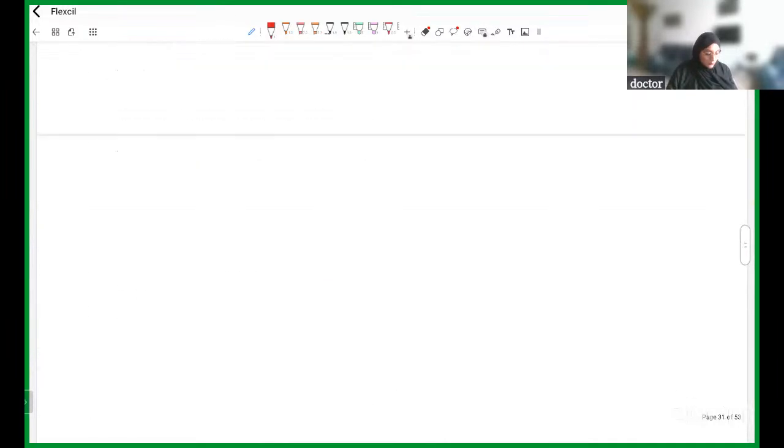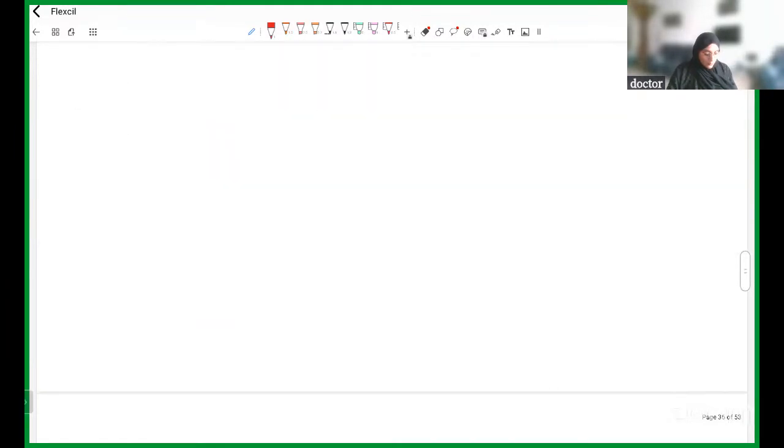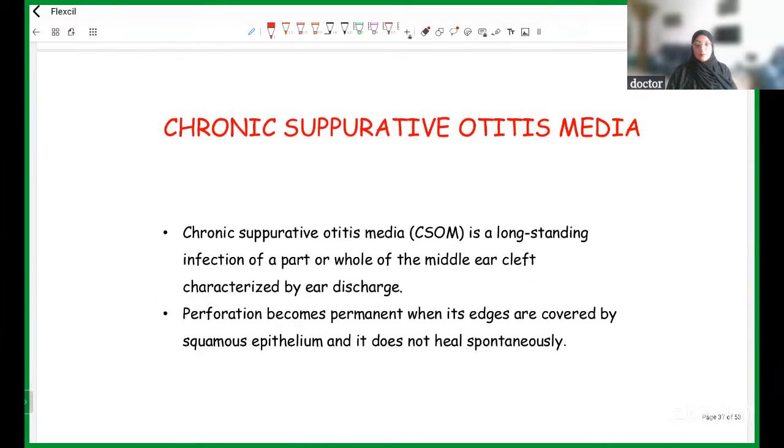Now, coming to the topic of chronic suppurative otitis media. Chronic suppurative otitis media is a long-standing infection of a part or whole of the middle ear cleft. And it is usually characterized by ear discharge. The patient will come to the clinic with an ear discharge and permanent perforation. The perforation will become permanent when its edges are covered by squamous epithelium. Now remember this.